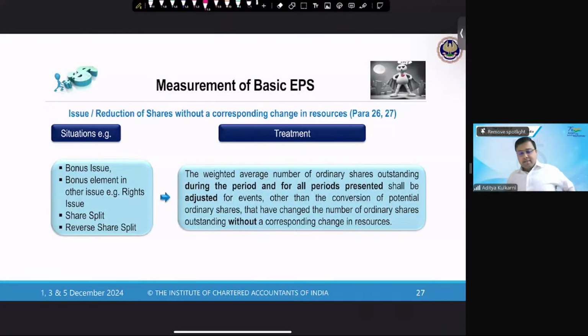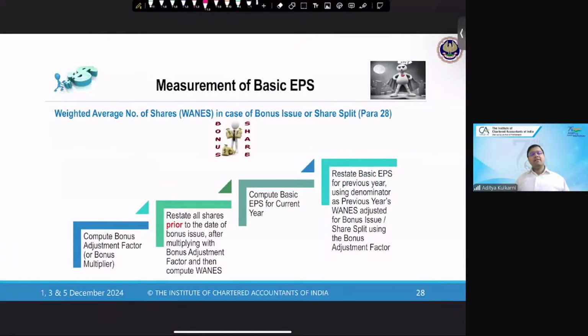So we look at the next set of concepts, that is essentially nothing but issue of shares without a corresponding change in resources. This is a case where it is either a bonus issue or a bonus element in another issue, for example, a rights issue, a share split, or a reverse share split. So we will look at them from an example perspective.